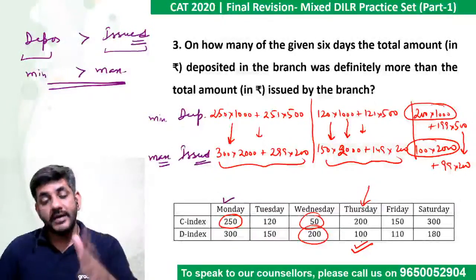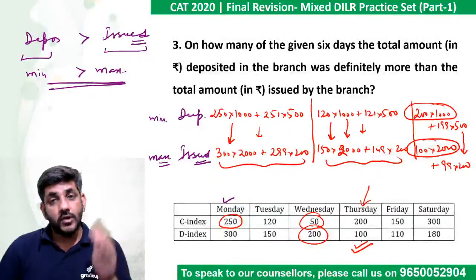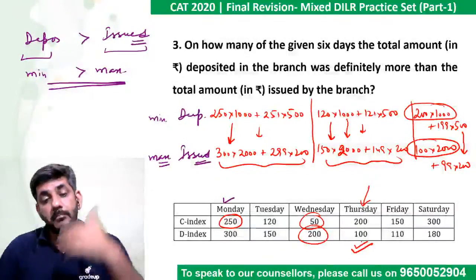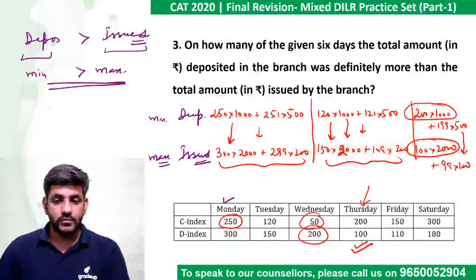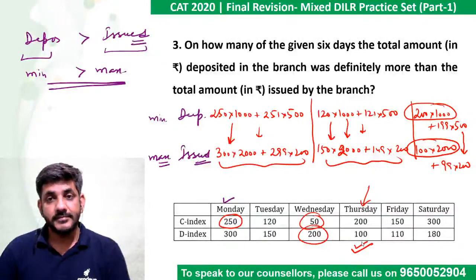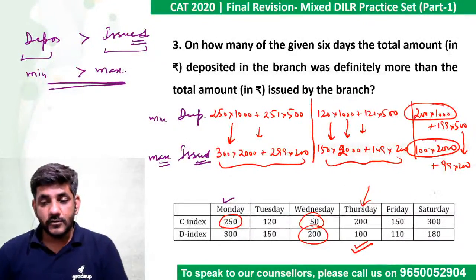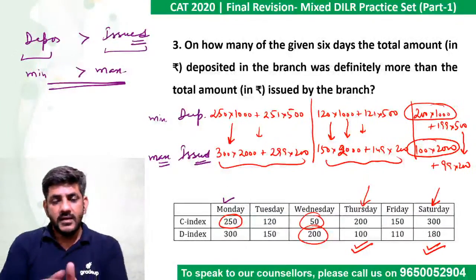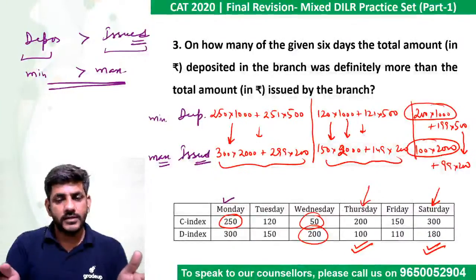This is surely correct, right? Because even the minima of deposited is getting better than maxima of issued. So we can say for sure that it is more, right? And similarly, if you calculate it for Saturday as well, then again you would be able to say this will be greater. I mean, you know the process now, what is to be done.